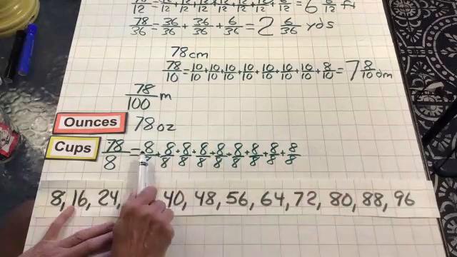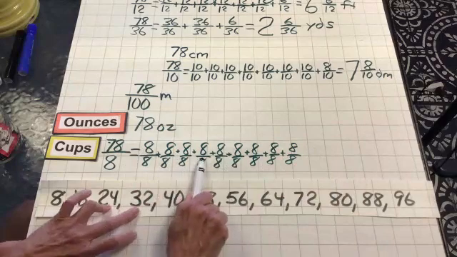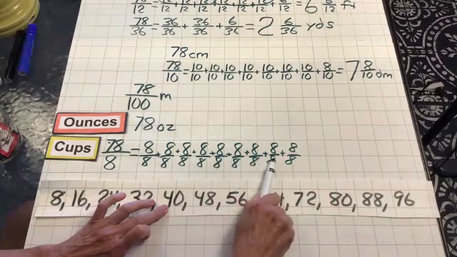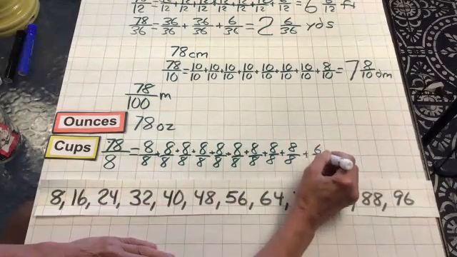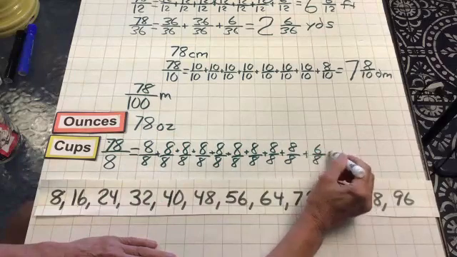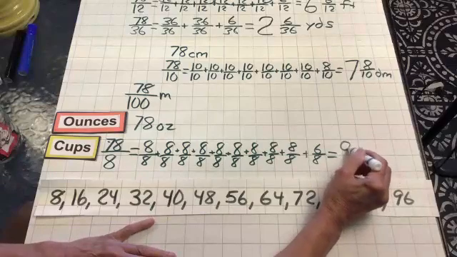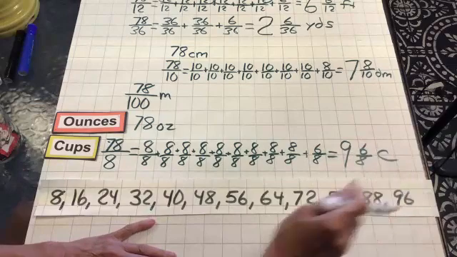All right, so we have 8, 16, 24, 32, 40, 48, 56, 64, 72, and we still have 6 more to go to make our 78. So this would be 9 and 6/8 cups.